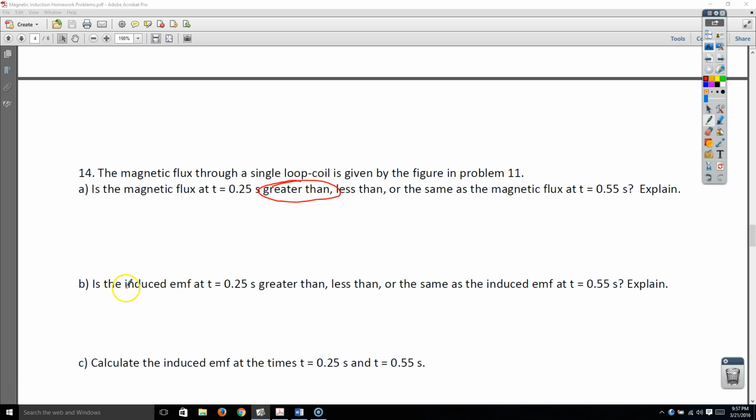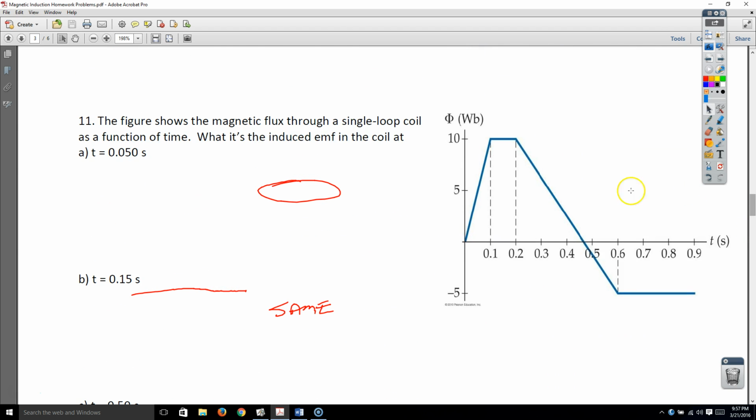Then the next thing they want is the induced EMF at 0.25 versus 0.55. So the two EMF values are the same because they lie along the same line, which represents the change in flux. So one is here, one is here, and the change in flux is what determines the EMF. So the EMF here is constant. The induced current is constant from this point down to this point because that's where I have my change in my flux.